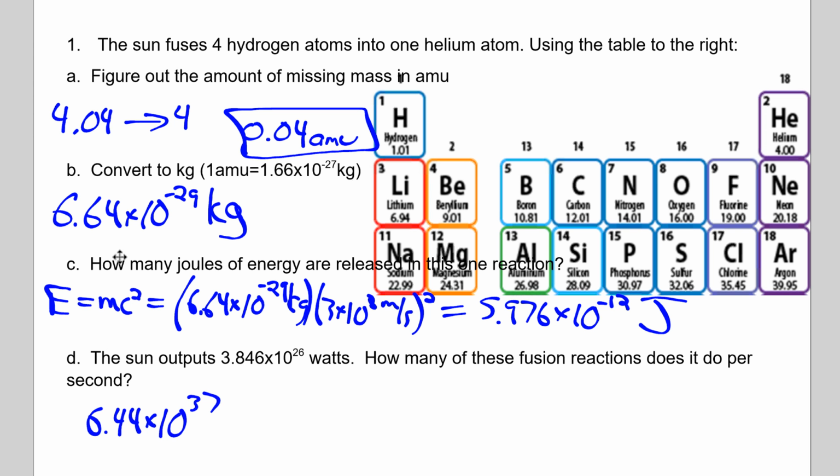So we do E equals mc squared. We take that mass, we put in the speed of light squared. It's 5.976 times 10 to the negative 12 joules. And that's in just one reaction. The sun does this 6.44 times 10 to the 37 times per second. So yeah, that's a lot. And then we get a lot of watts out of that.